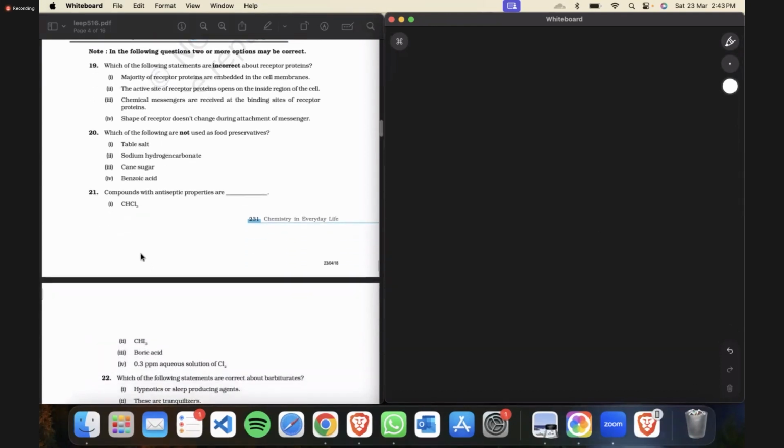Question number 28. Which of the following are not used as food preservatives? Table salt is used. Sodium hydrogen carbonate is not used. Cane sugar is used, and benzoic acid is not used. So I'll write it over here.